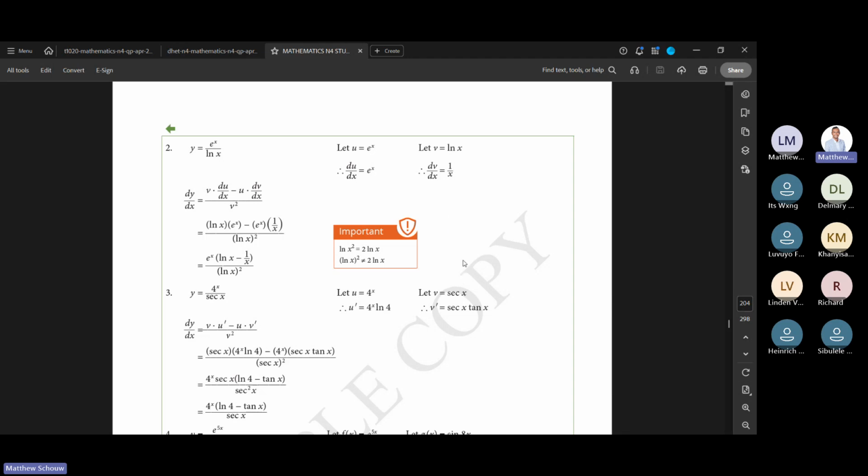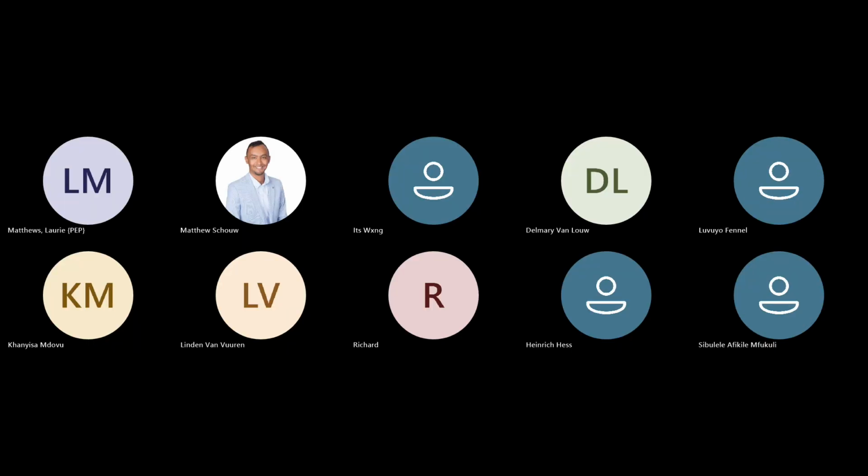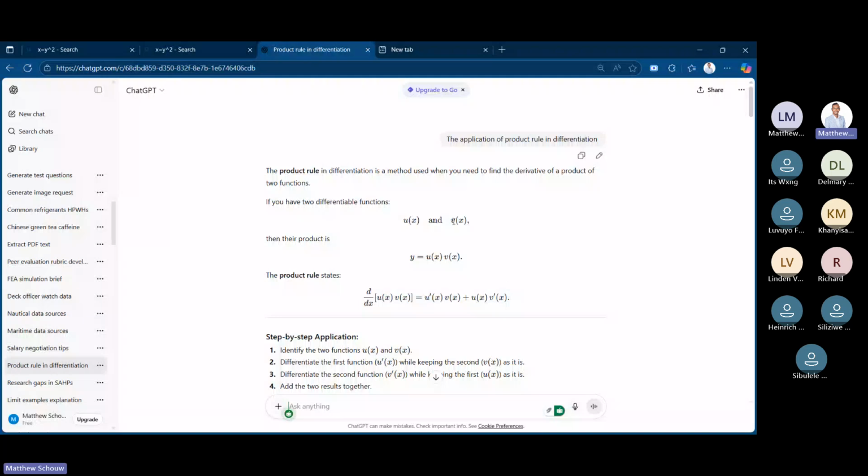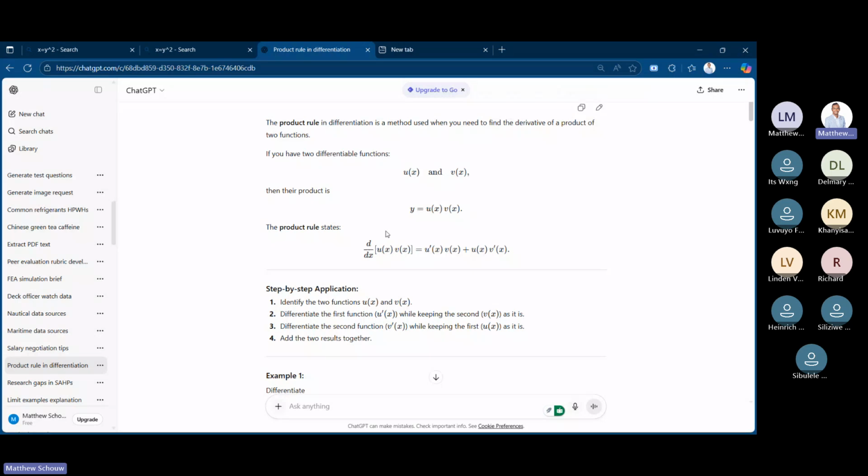Then I will outline the perspective, and then we'll do the product rule. What I just prompted here was the application of the product rule in differentiation. And if you remember, what's key to note is this is all coming from your first principles formula. So you have two different functions, u of x and v of x, let's say a parabola and a straight line.